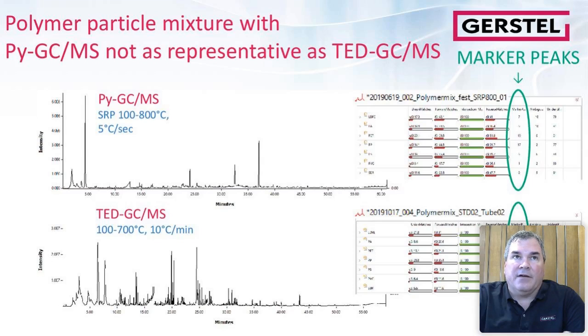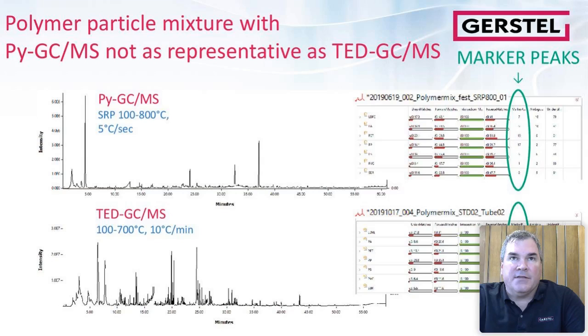So getting back on this representative thing, this is a sample that's been run by both pyrolysis and TED. And don't worry about reading all the stuff about the number of marker compounds. Just visually look at the 2 chromatograms. It's pretty clear visually that the TED chromatogram has much more information in it. And that's because we could get more sample into the instrument and we get more information.